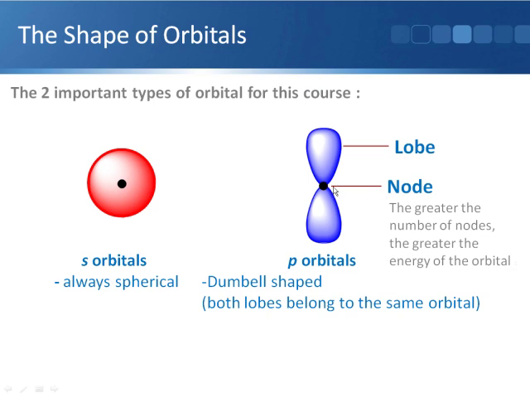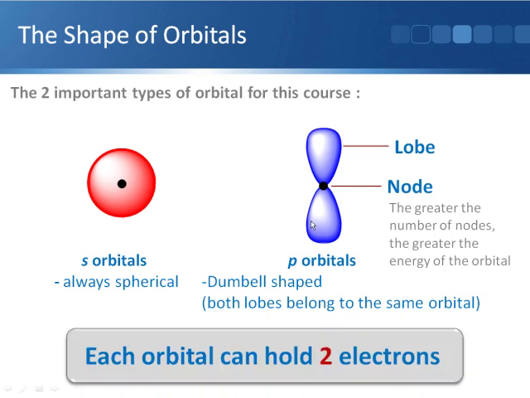And we also said earlier in the lecture that the further away from the nucleus the orbital or the electron is, the higher energy that electron will be. And then the final key point, we said that each orbital can hold 2 electrons. So each of these orbitals can accommodate 2 electrons.